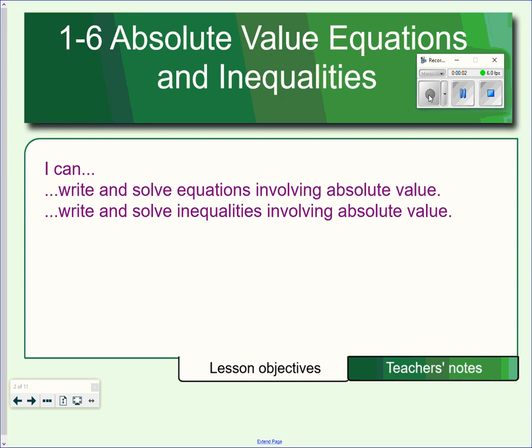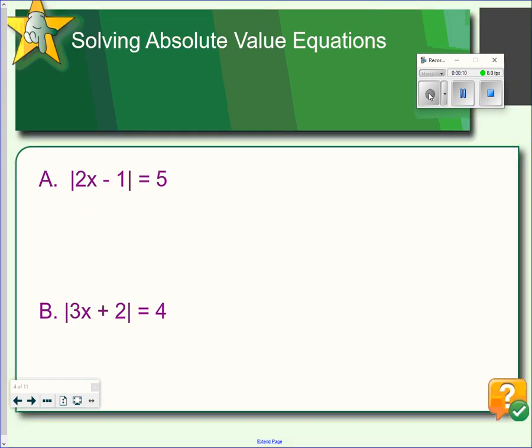This is lesson 1-6, part 1. In this lesson, we will learn how to write and solve equations involving absolute value.